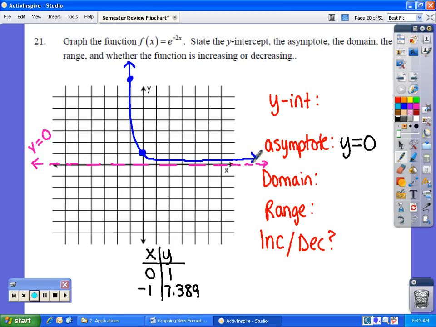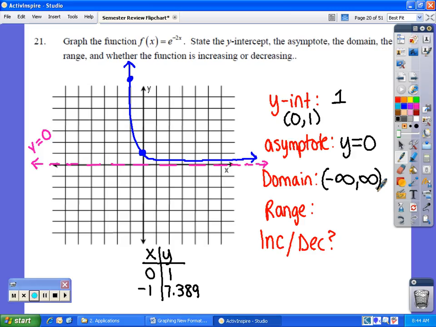The y-intercept is where it crosses the y-axis, so it is at 1. Or you can put 0, 1. Doesn't matter. The domain is all of your values from left to right. So as we go to the left, the values increase. As we go to the right, the values increase. So from left to right, the values all increase. So our domain would be from -infinity to +infinity.